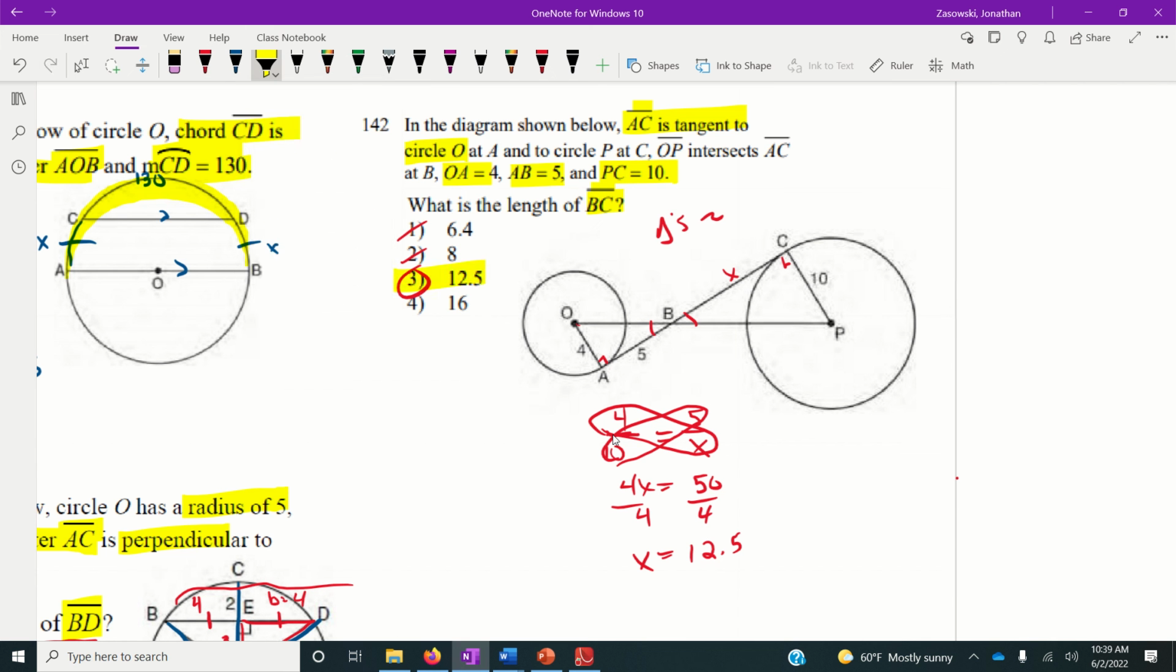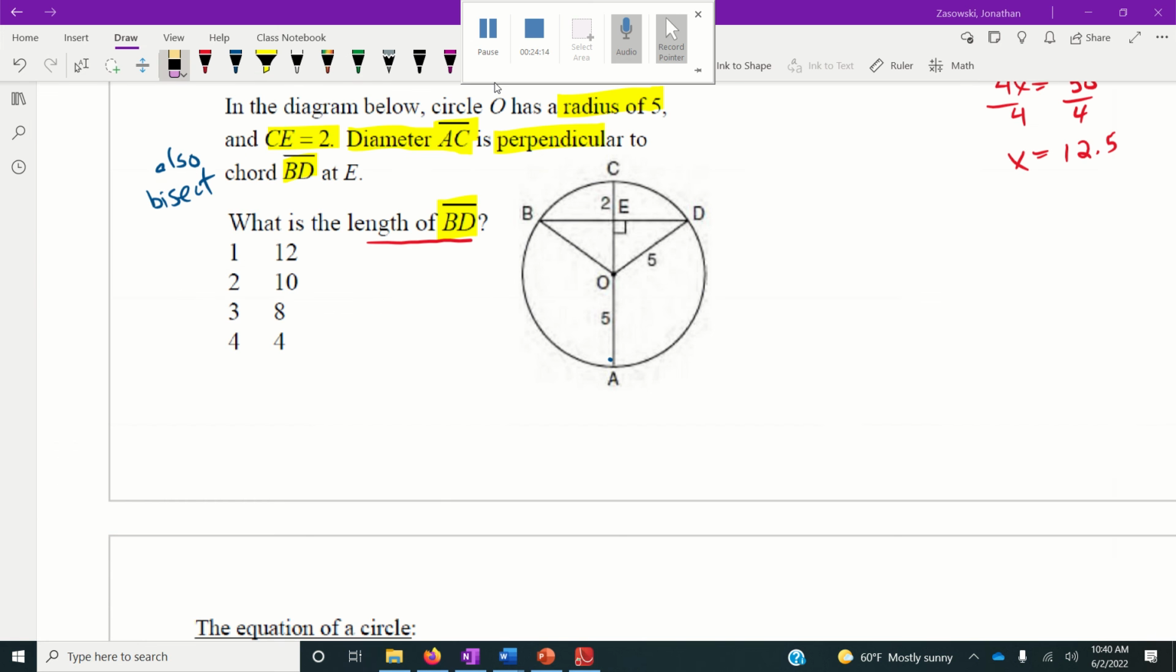All right. Take a look at the next one. Okay, so in the diagram below, we have circle O. We also have a radius of 5. Now that means that any radii we draw, including CE, has to also be 5. So kind of neat how we think about that. We have a diameter AC, which is perpendicular to BD. And remember, if the diameter is perpendicular to a chord, it also is going to bisect it.